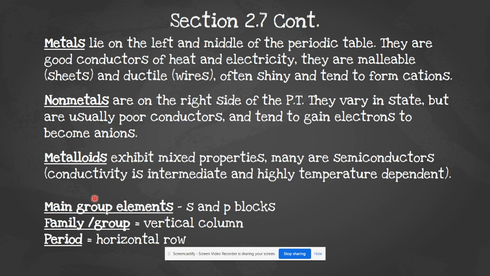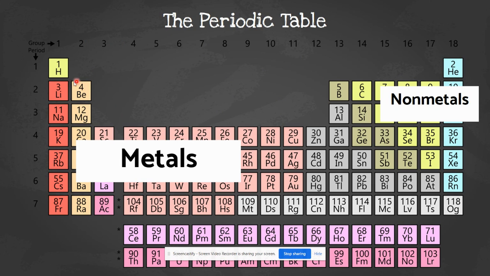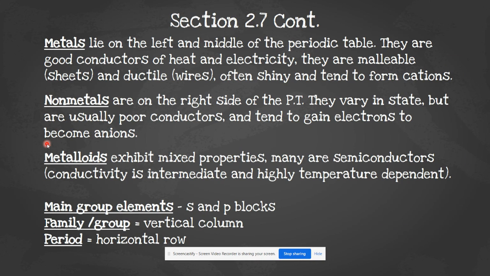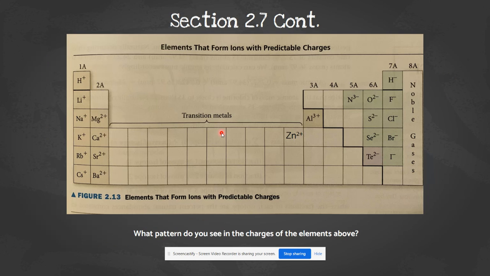Okay, the main group elements are the S and the P block. So let's go back and look at where those are at. This is the S block right here, groups 1 and 2. So these are main group elements, and the P block is over here on the right. So this square right here, the P block, and the S block are called main group elements. Okay, those are our main group elements. A family or a group is a vertical column. So we have the alkali family, the alkaline earth family, and then a period is a horizontal row on the periodic table.